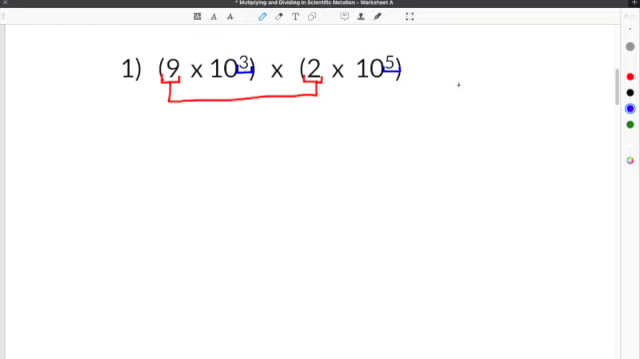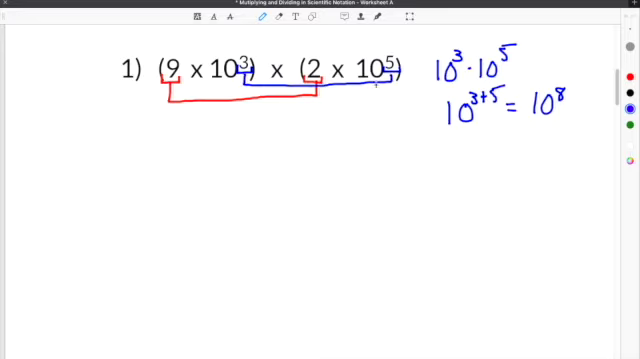So just like if you were to follow the rule for multiplying exponents, if we wanted to multiply 10 to the 3rd times 10 to the 5th, we would keep the base of 10, and then we would add 3 plus 5, which would equal 10 to the 8th. So you will follow this same rule when multiplying numbers in scientific notation.